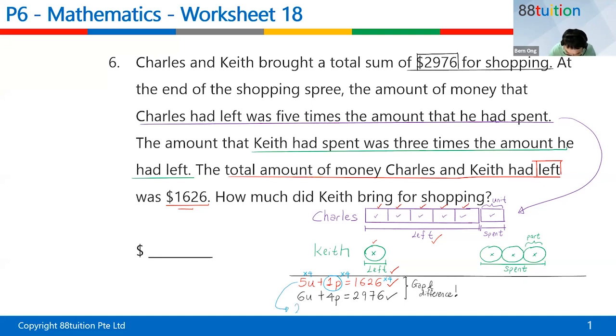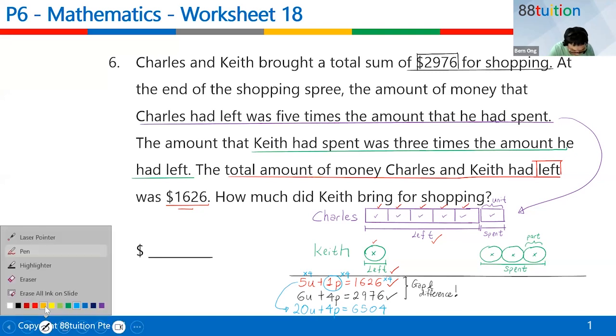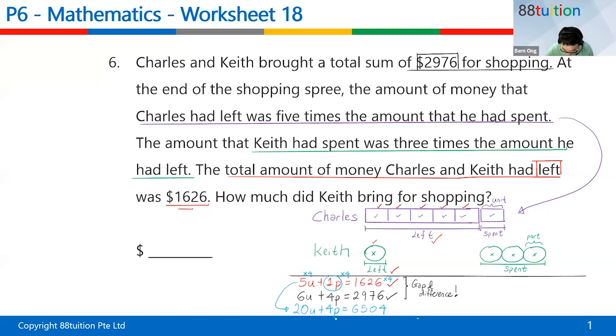So 5 times 4 will give you 20 units. 1 times 4 will give you 4 parts. That's what I want. 1626, you can press calculator. Yes, problem sum can press calculator. Times 4 also will give you 6504. So now what do you see? Can you see that your 4 units and 4 units are the same here?